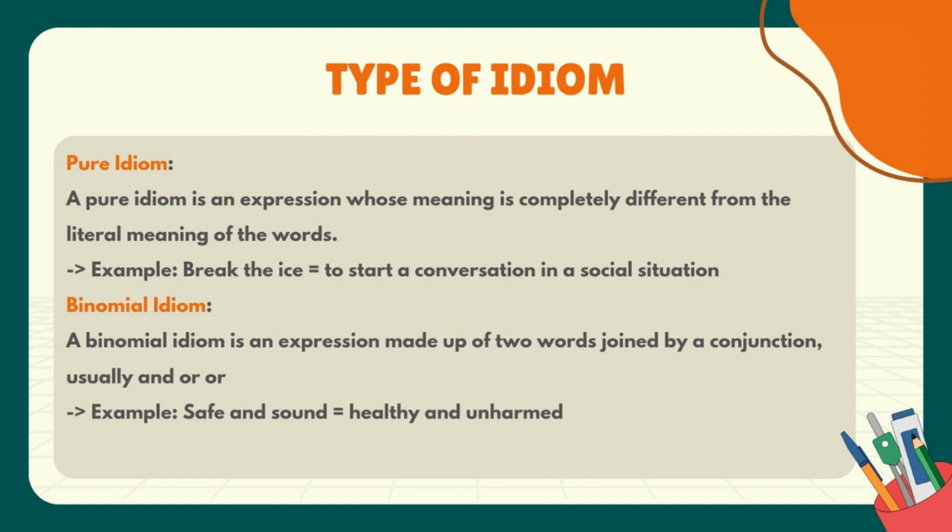Types of idiom. There are 4 types of idiom, and the first one is pure idiom. Pure idiom is an expression whose meaning is completely different from the literal meaning of the words. For example, break the ice, which means to start a conversation in a social situation. The second one is binomial idiom. A binomial idiom is an expression made up of 2 words joined by a conjunction, usually and or. For example, safe and sound, which means healthy and unharmed.